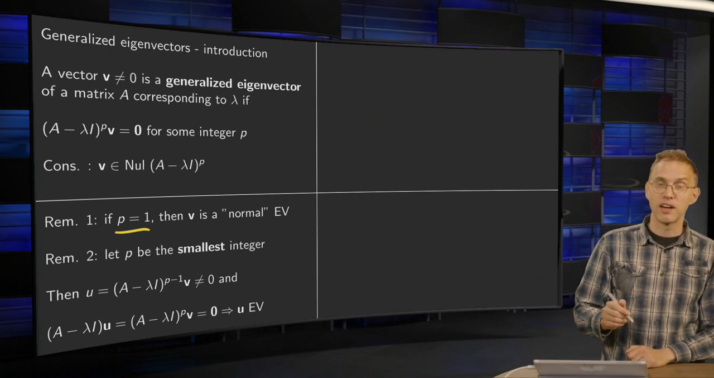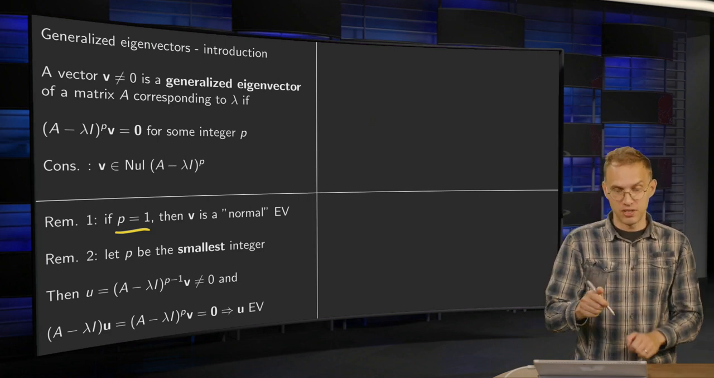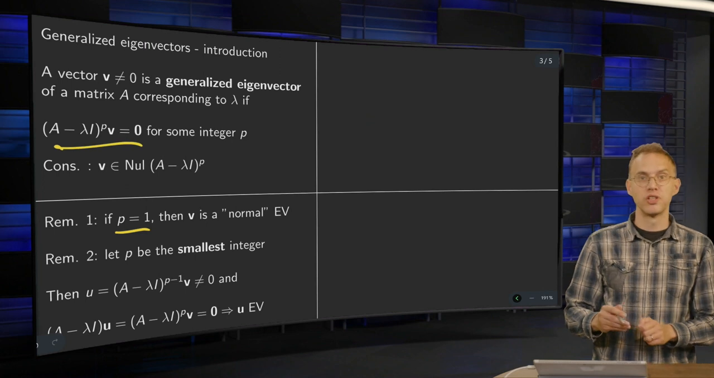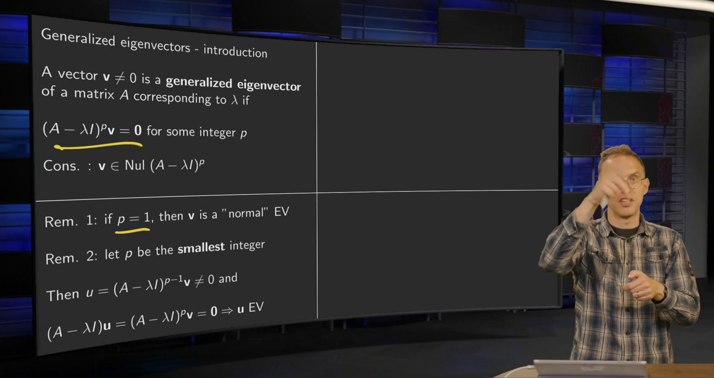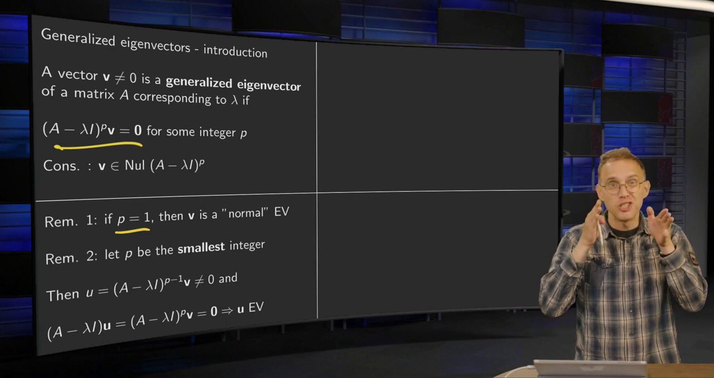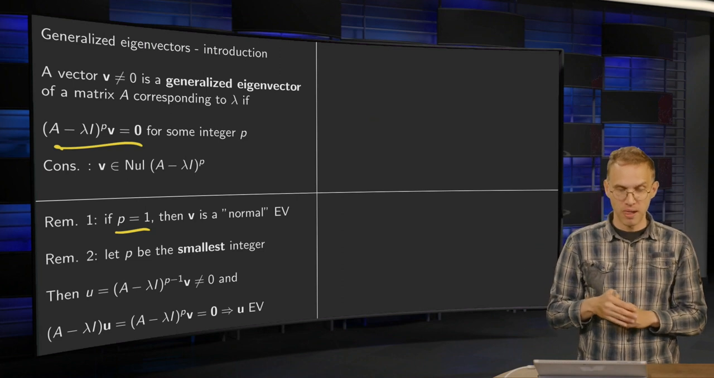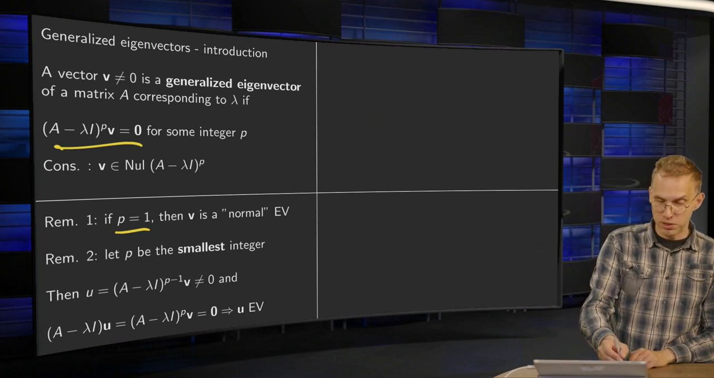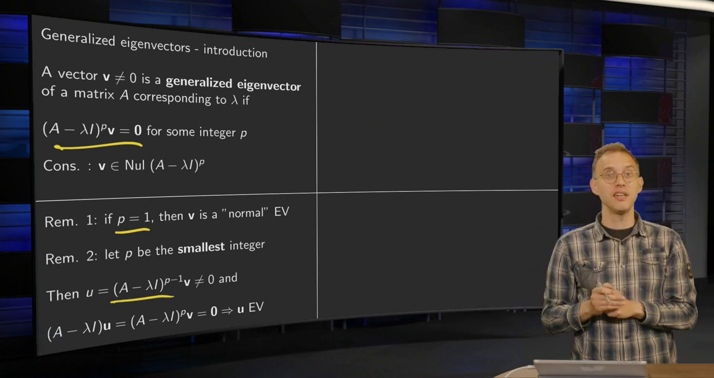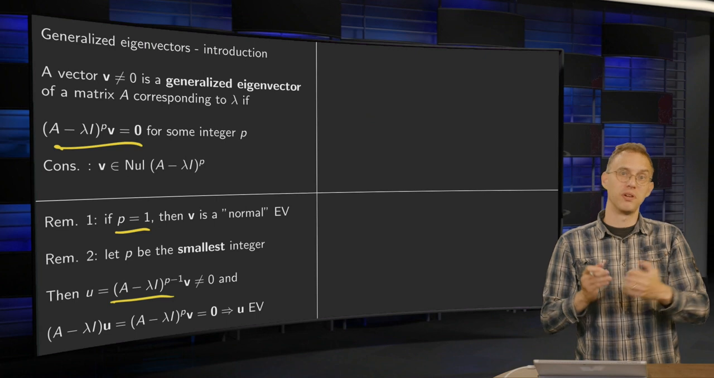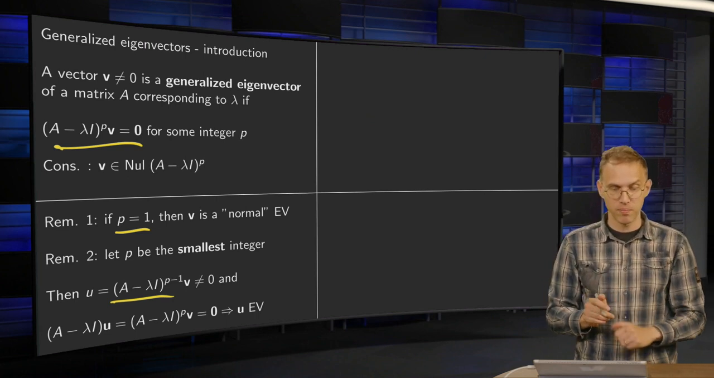And second remark, now let P be the smallest P such that this equality holds. So say it holds for P is 10, but not for P is 9, 8, 7, and so on and so forth. So P is the smallest integer such that A minus lambda I to the power of P times V equals 0. Then we can compute U equals A minus lambda I to the power of P minus 1 times V. That's not equal to 0 because, well, that's what we assumed, that P was the smallest number.